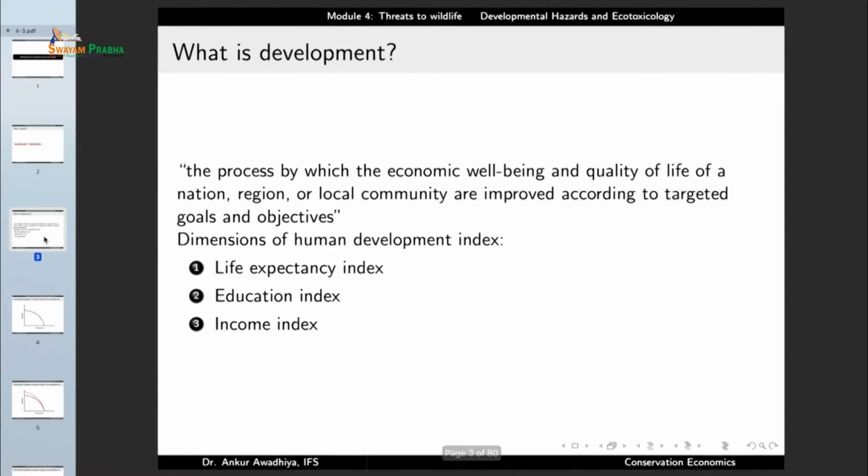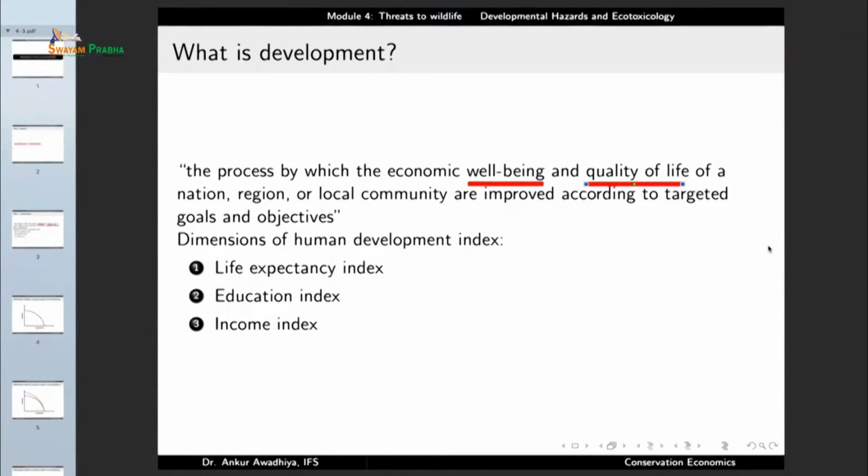Now this is different from development. Development is the process by which the economic well-being and quality of life of a nation, region, or local community are improved according to targeted goals and objectives. Now, when we are talking about development, we are not talking about an increase in size of something. We are talking about things such as well-being, or we are talking about things such as quality of life. So, similar to our child example, when the child is increasing in size or increasing in height, we see that the child is growing. But then, when the child learns something new, when the child has started to learn the alphabets, when the child has started to walk or has started to talk, then we say that the child is developing.